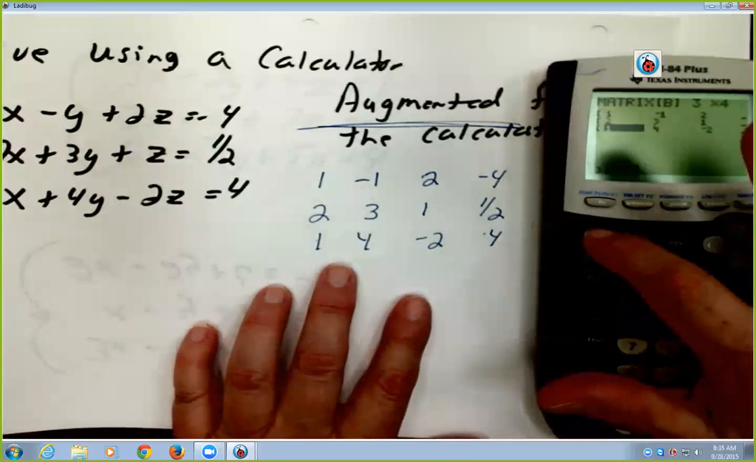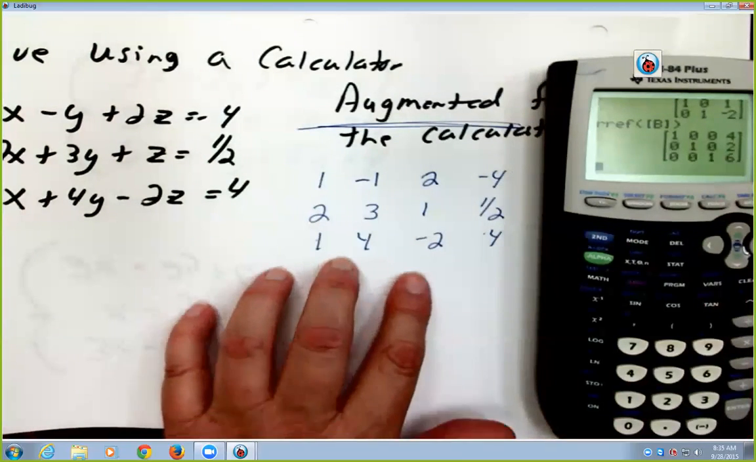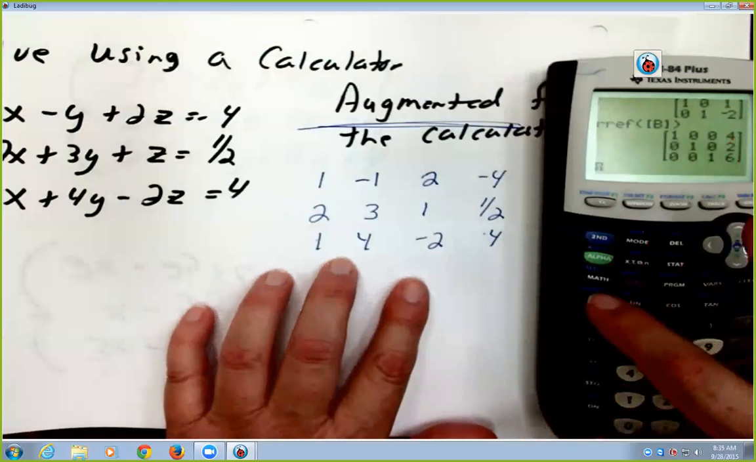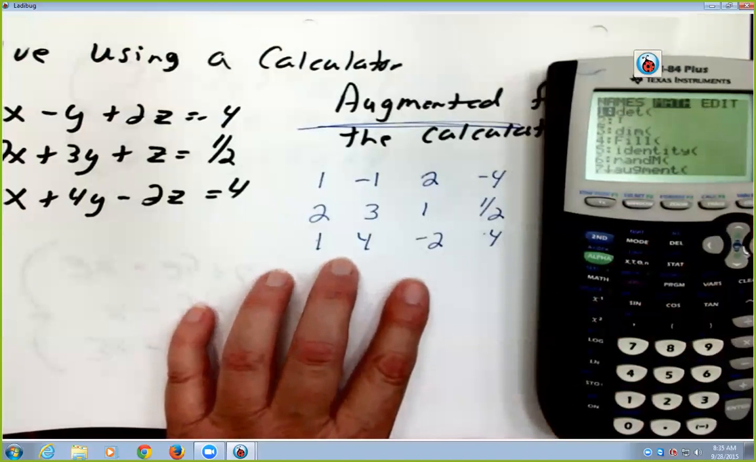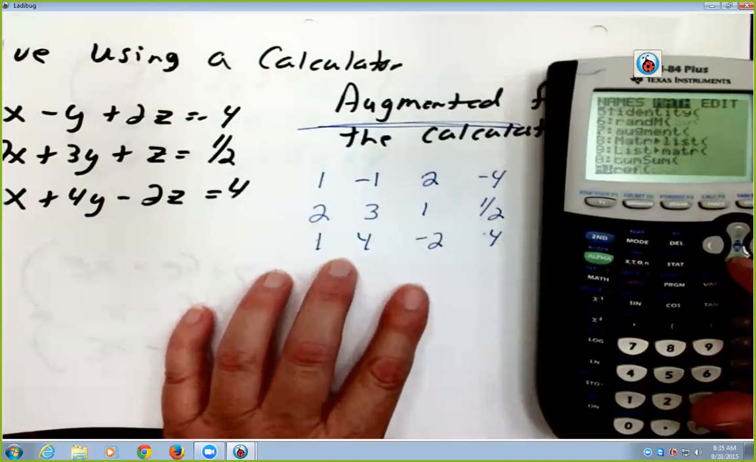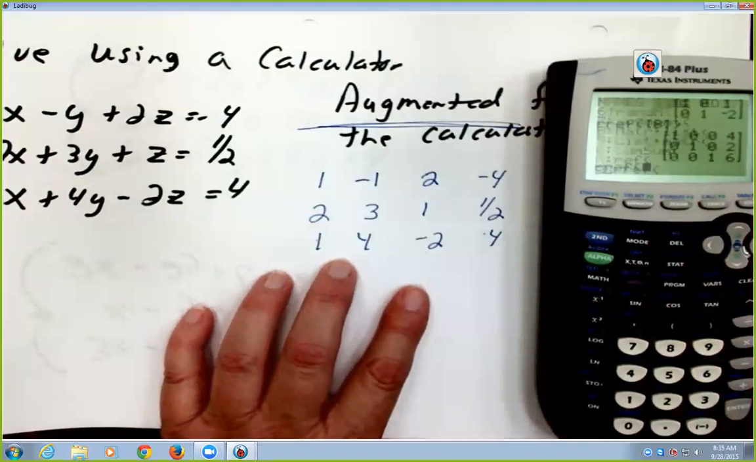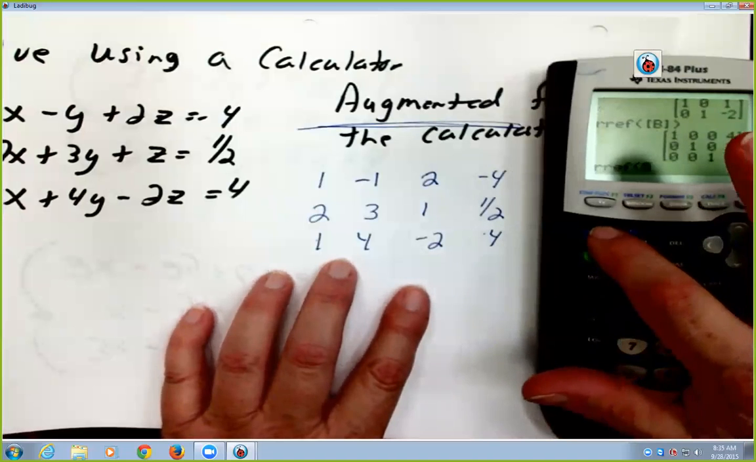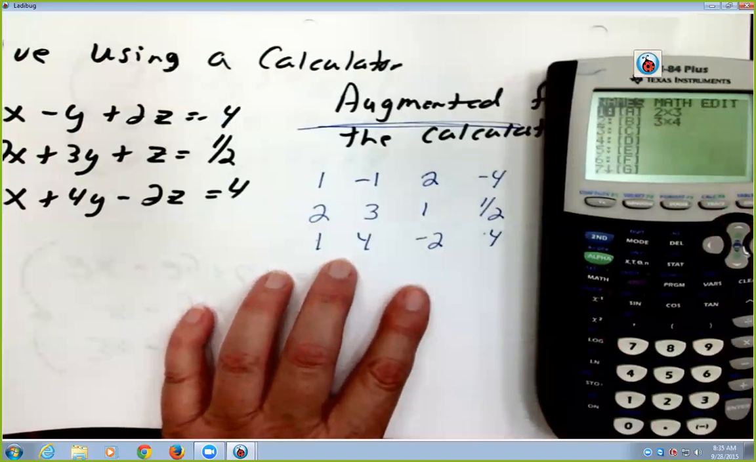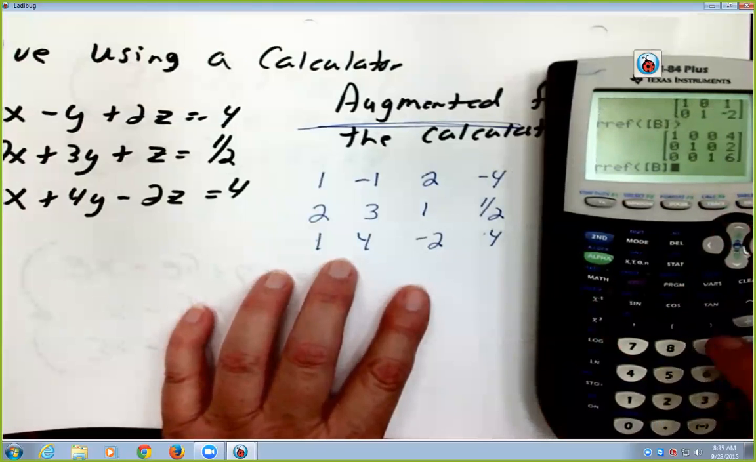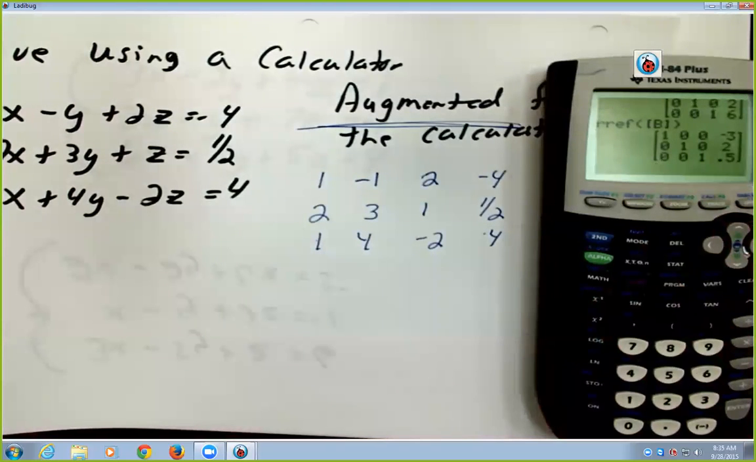So it's okay. I'm going to go second, quit. And then I'm going to go second matrix. Go to math, down to B, hit enter, back to matrix, stay in names, but I want B in there to solve. Close it in parentheses, hit enter, and there's my answer. Okay?